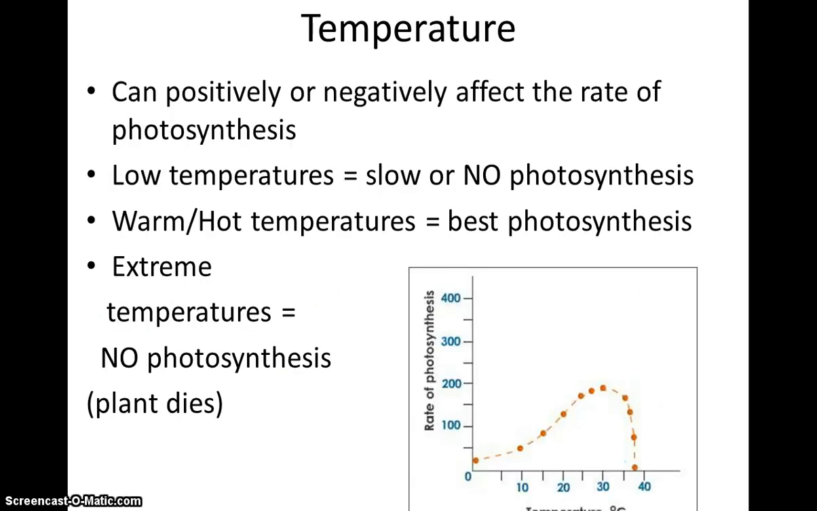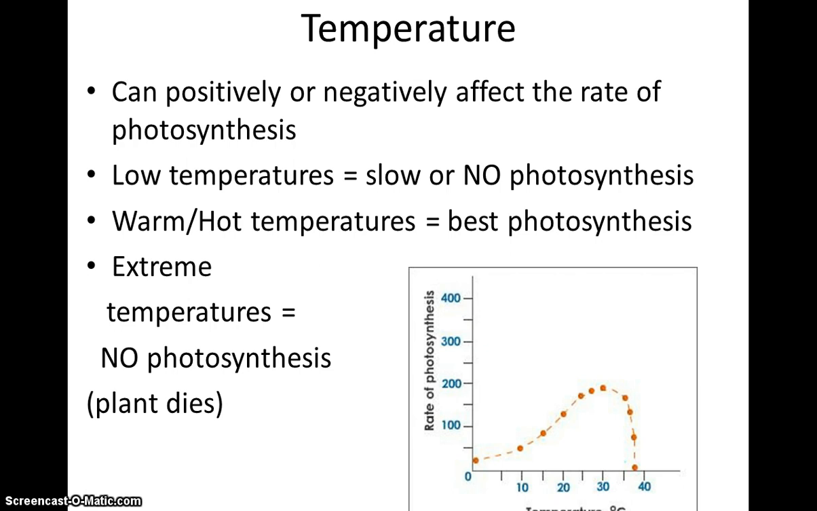Okay. So the next factor that affects how well photosynthesis works is temperature. And this kind of makes sense intuitively. You probably have some idea already about how well it's going to work. But essentially, if you have low temperatures, photosynthesis isn't going to work that well. So it's going to be pretty slow, or there may be none at all if it's too cold.